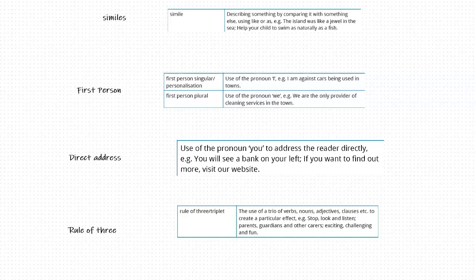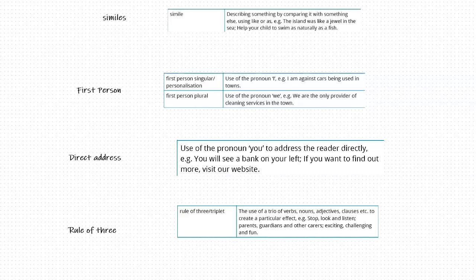Simile. First person, so you can have first person singular, which is the use of the pronoun I. For example, I am against cars being used in towns. Or you can have first person plural, which is the use of the pronoun we. We are the only provider of cleaning services in the town. Also mentions direct address, which is the use of the pronoun you to address the reader directly. For example, you will see a bank on your left. If you want to find out more, visit our website.